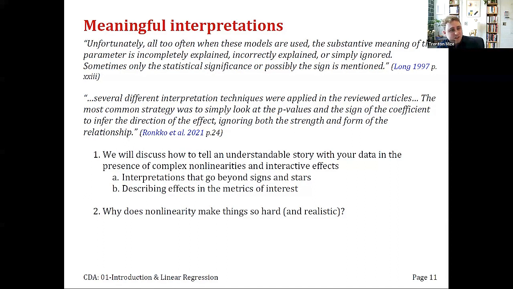Let me read a couple of quotes that I think are really good, and that will serve as a bit of a guide for the way I teach this. This is from Scott Long, who wrote a couple of the really great books on categorical data analysis. He says, unfortunately, all too often when these models are used, the substantive meaning of the parameters is incompletely explained, incorrectly explained, or simply ignored. Sometimes only the statistical significance or possibly the sign is mentioned. So what does he mean? People estimate their binary logit model. They're predicting, does someone have this health condition or not?